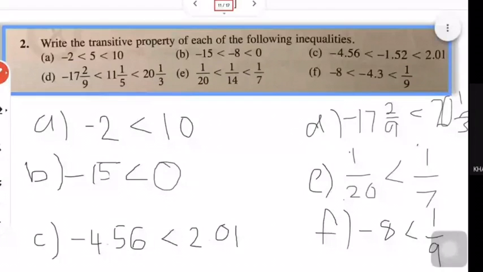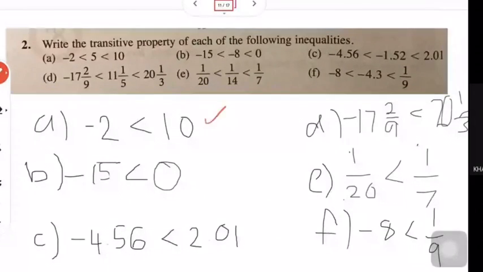Okay, A, negative 2 is less than 10. Okay, correct. And B, negative 15 is less than 0. Good. C, negative 4.56 is less than 2.01. And D, negative 17 is less than 20. Okay. E, 1 over 20 is less than 1 over 7. And F, negative 8 is less than 1 over 9. Okay, very good. Good.